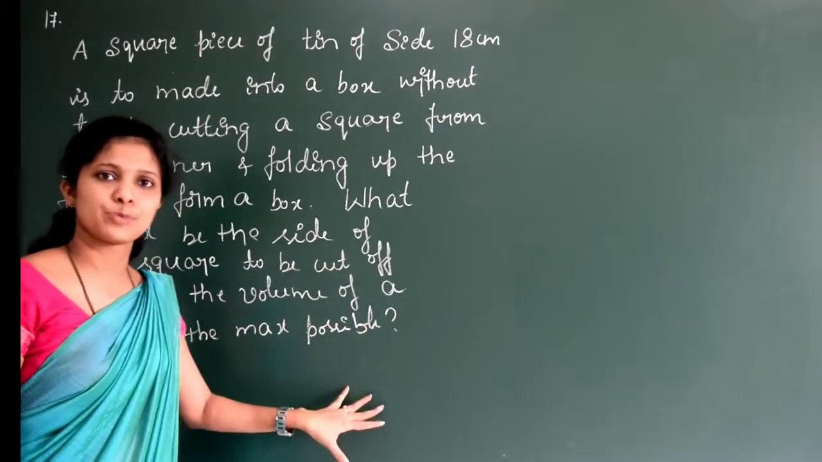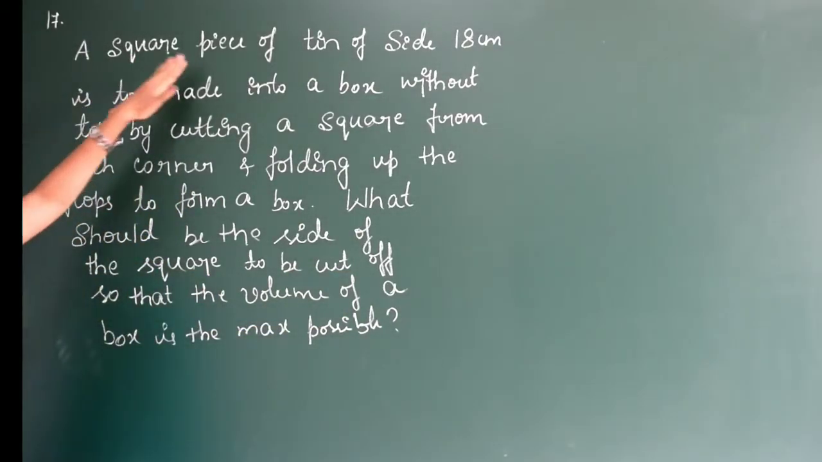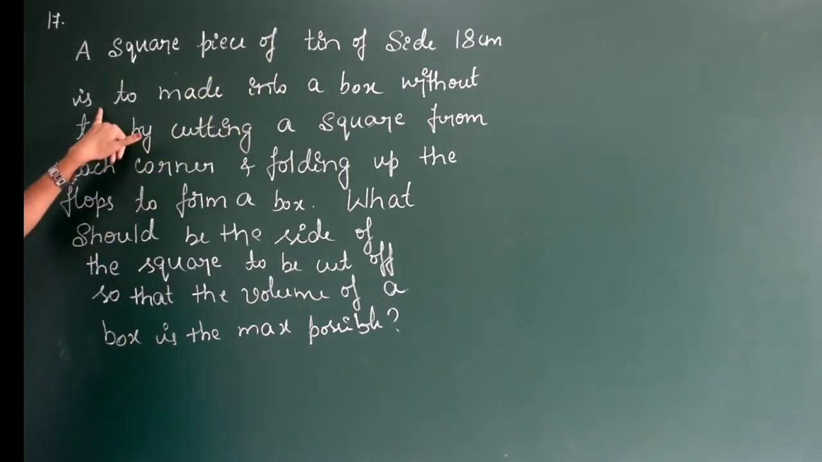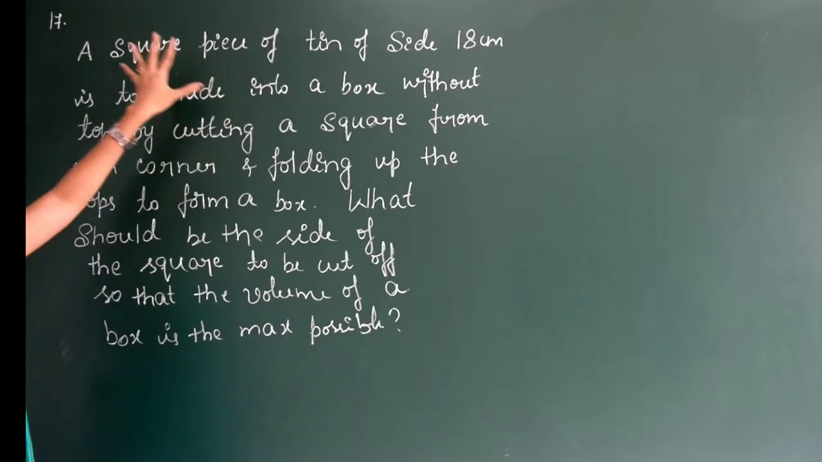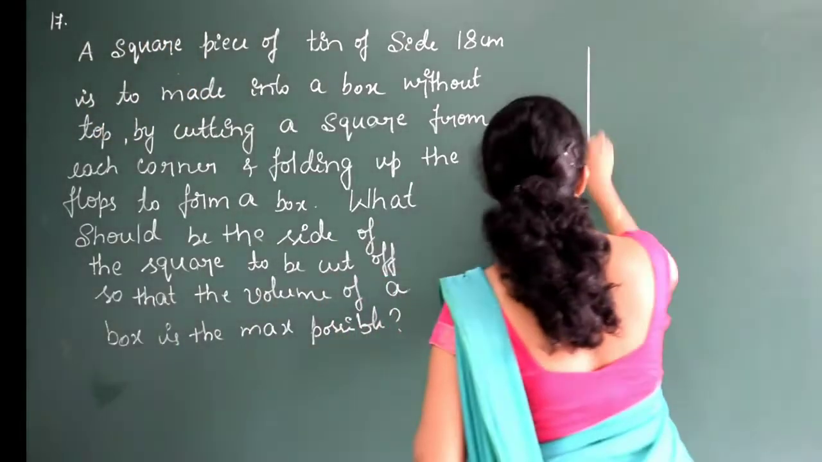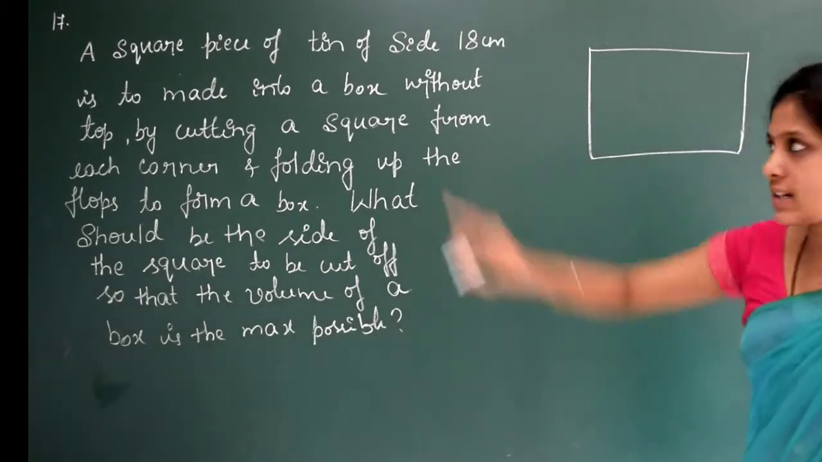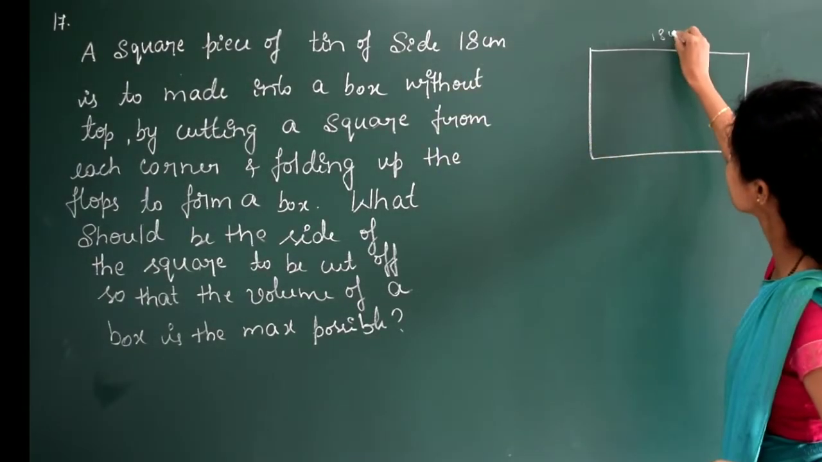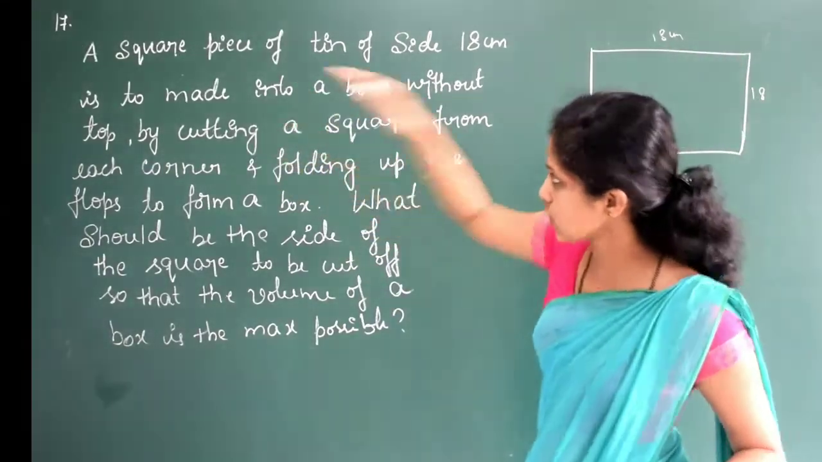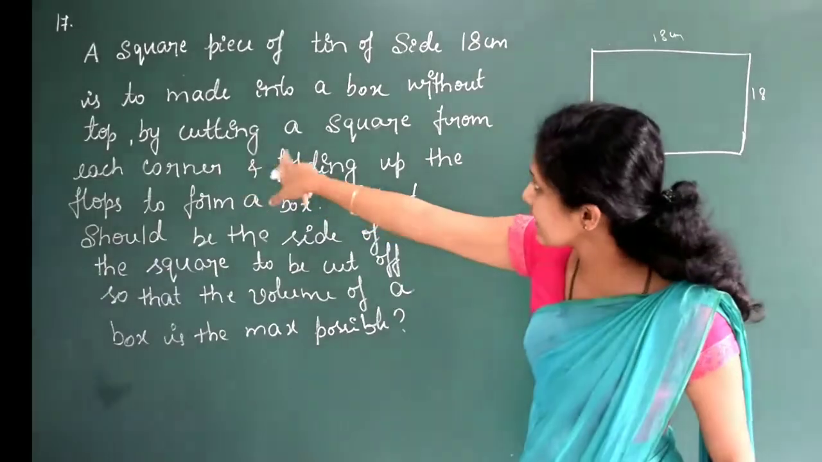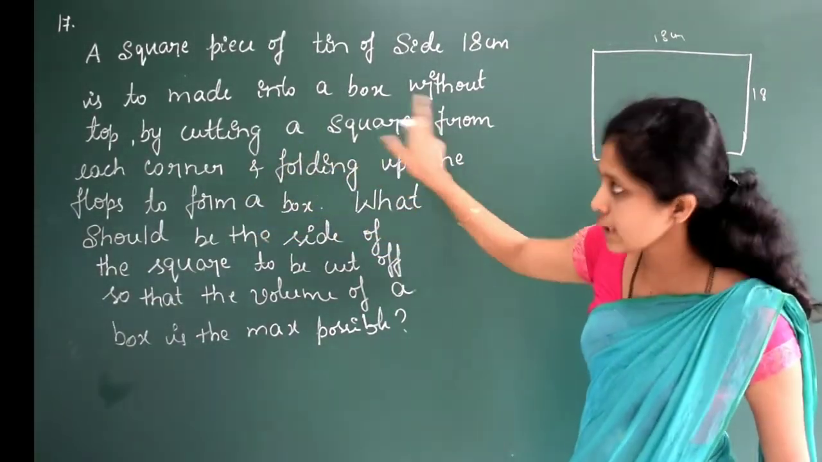First we will read it. Actually this type of problem is not that important, but we will see this one. A square piece of tin of side 18 cm is to be made into a box. Let us consider there is one square piece, and each side is 18 cm. It is made into a box without top, there is no top for this, by cutting a square from each corner.